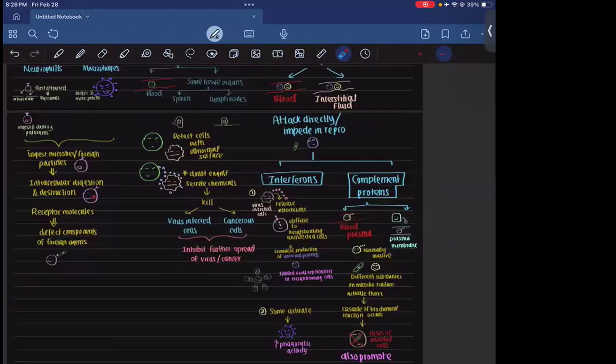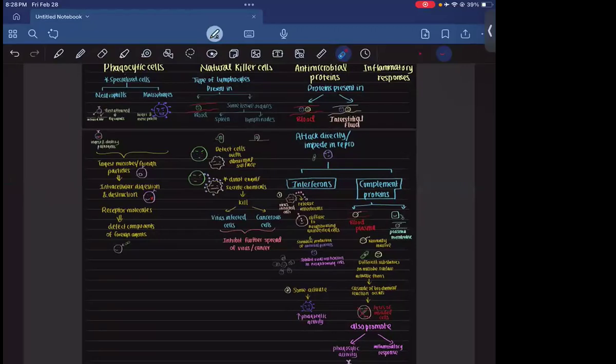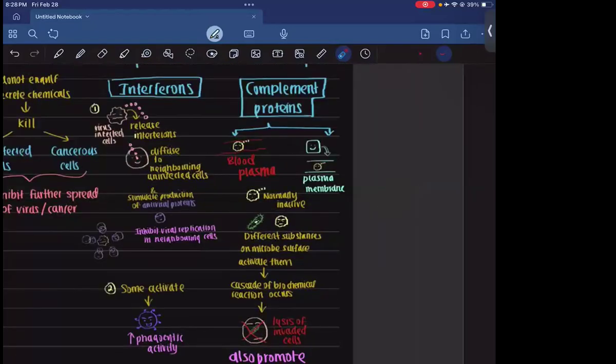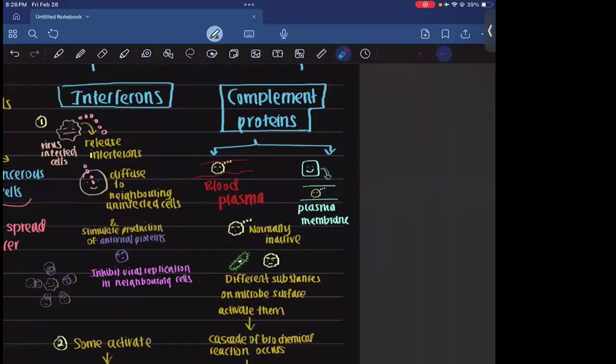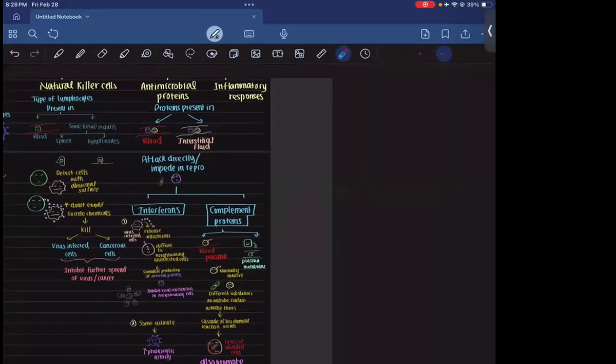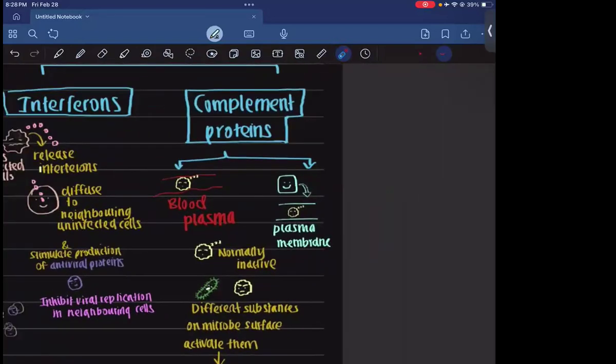Okay, so this is all about interferons. Fine. Now let's move on to the last one, which is complement proteins. Complement proteins are another type of antimicrobial proteins. So where are they present?